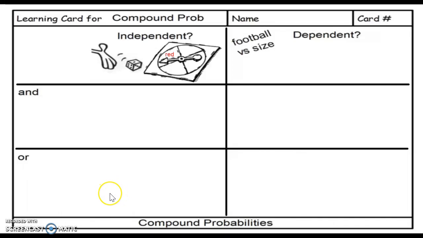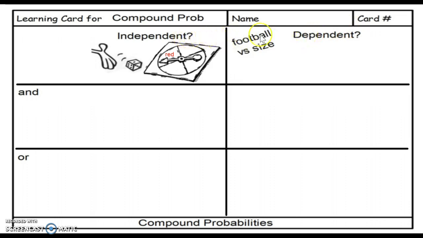All right, now we're going to fill out our learning card on compound probabilities. Now, you could also look at this as if it were the multiplication rule and the addition rule. So that's another way to look at this. But with compound probabilities, we need to ask ourselves if we have independent events or dependent events.